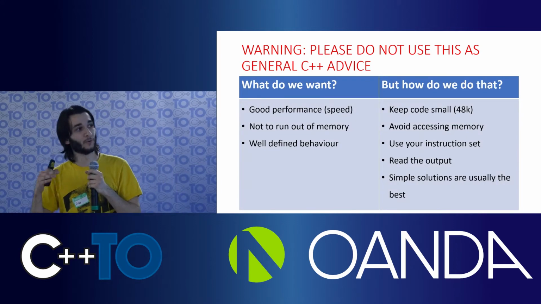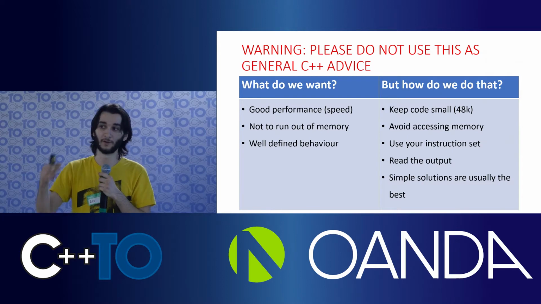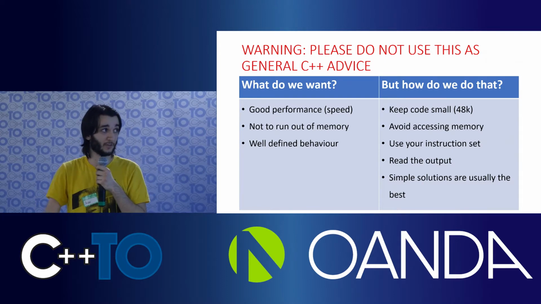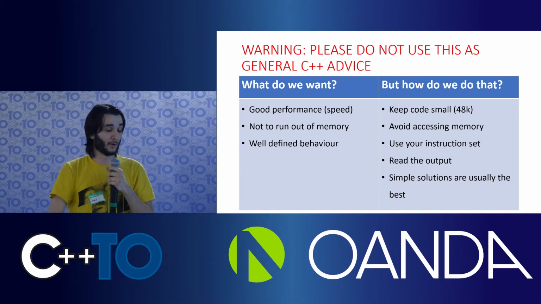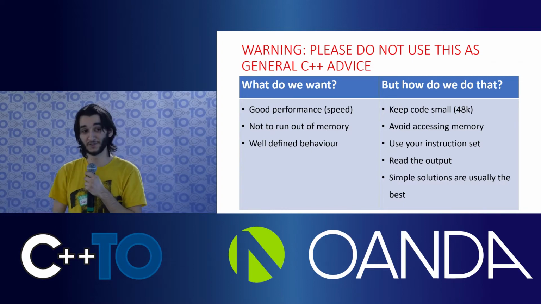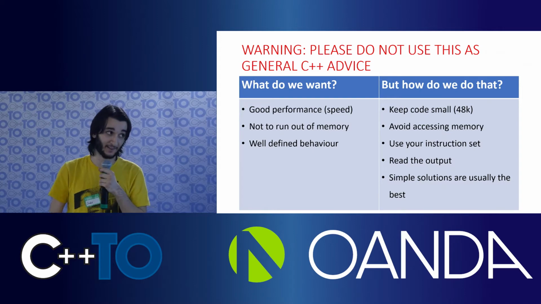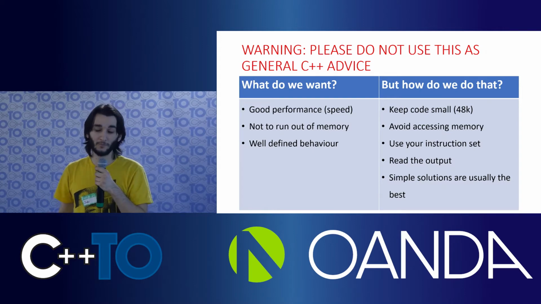When we're writing anything, we want to make sure that we know what our goals are. First of all, we want good performance, and in this case, we want speed because it's a video game. We do not want to run out of memory, which is really important because we only have 640 kilobytes to work with. And we want well-defined behavior, which is especially important given there's no memory protection at all on an Intel 8086. So how do we do those things?